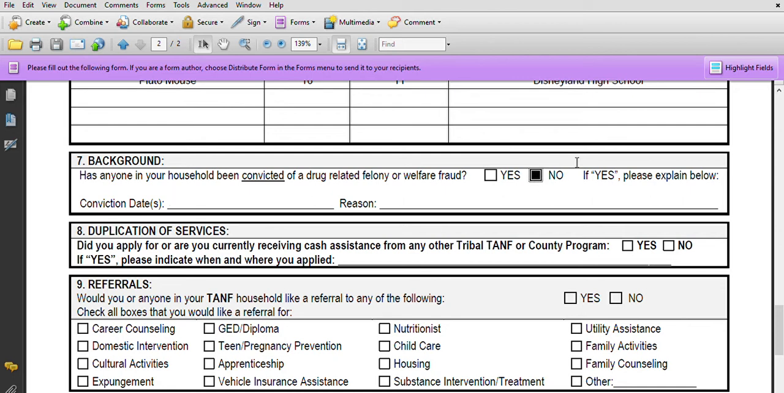So in this situation, no, Mickey has not been convicted of a drug-related felony or welfare fraud since the time he last turned in his MER. Like I said, this is a monthly eligibility report, so you're going to have to do this every month.